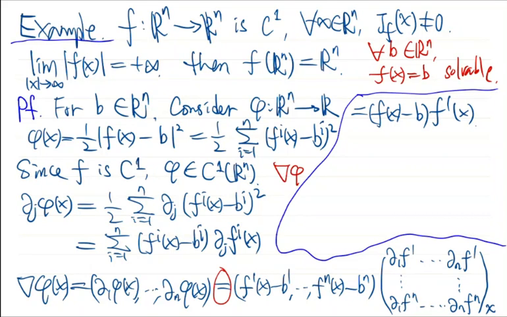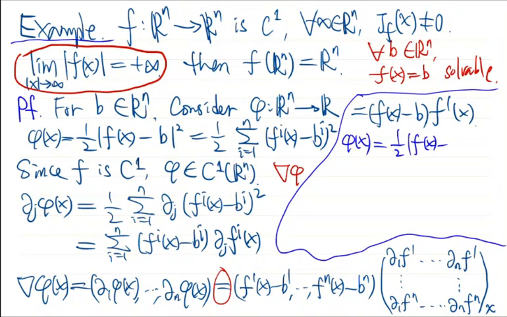Now, how do we apply the condition in our assumption? Here we have an assumption that the limit of the norm of f(x) at infinity is positive infinity. From this we see that phi(x) is half of the norm of f(x) minus b, squared. Of course, by the triangle inequality, this is not less than half of the norm of f(x) minus the norm of b, then squared. Because the norm of f(x) goes to positive infinity and b is a given point, this goes to positive infinity.